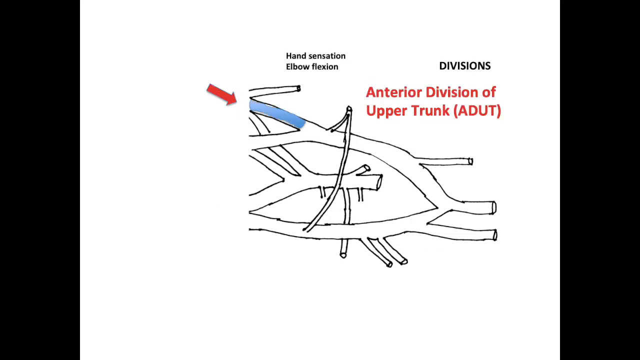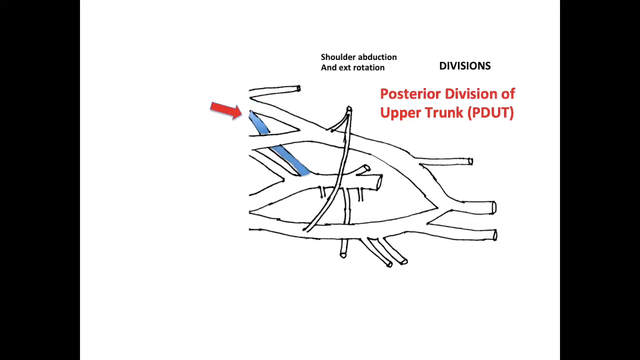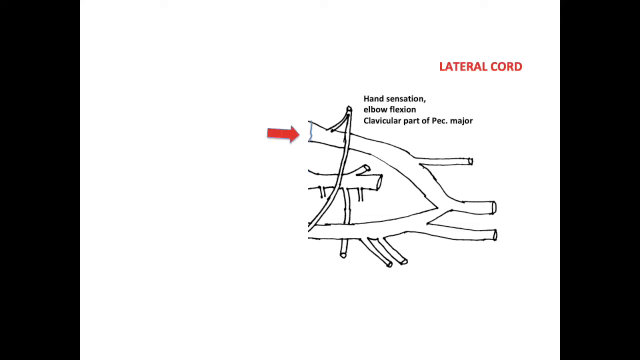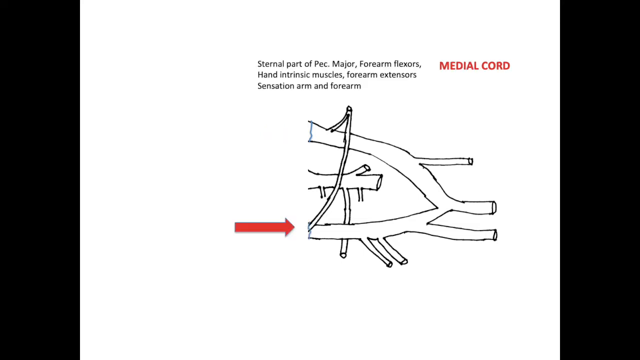When we have a lesser number of nerves for transfer, we can choose smaller targets. For instance, if we use the anterior division of the upper trunk, we will get back hand sensation and elbow flexion. However, nerve transfer to the posterior division of the upper trunk will get us shoulder abduction and external rotation. More distal transfers to the lateral cord can get us hand sensation, elbow flexion and the clavicular part of the pectoralis major. Nerve transfer to the medial cord will achieve innervation of the sternal part of the pectoralis major, the forearm flexors, forearm extensors, hand intrinsic muscles and the sensation on the arm and forearm.